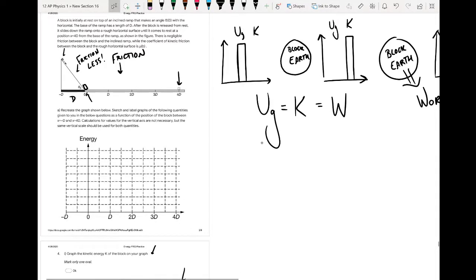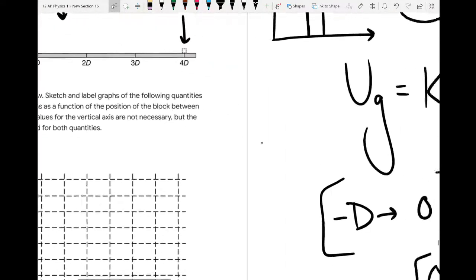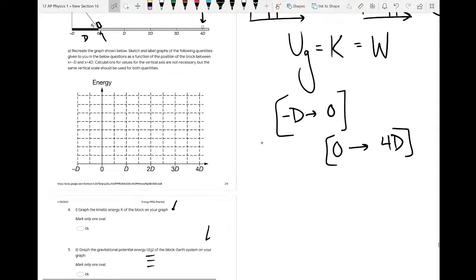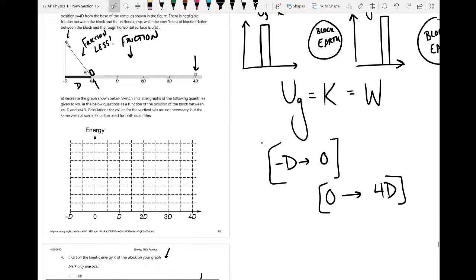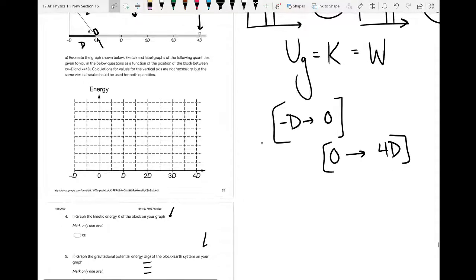So the first part I want to set up is that this exchange from potential to kinetic is happening from negative d to 0, and then the exchange from kinetic to work is happening from 0 to 4d. I think it's easier to think about how our potential energy changes with d, just because the equation for potential energy is a little more straightforward. When we're sliding down, we don't really know how the velocity is changing, so it's easier to analyze the change in height.